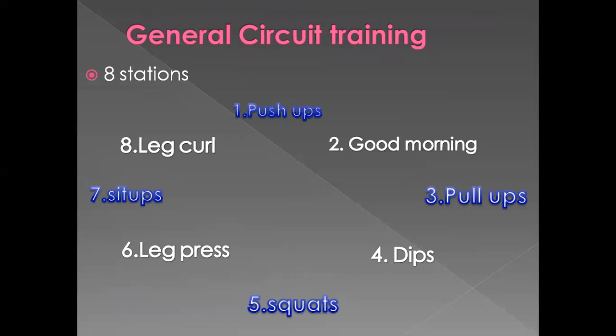Let's see here. This is a circuit training for general people or an ordinary person. I have arranged 8 stations. In the first station, I have arranged push-ups. Second station, good morning exercise. Third station, pull-ups. Fourth station, dips. Fifth station, squats. Sixth station, leg press. Seventh station, sit-ups. Eighth station, leg curl. In this type, I arranged the circuit like this.